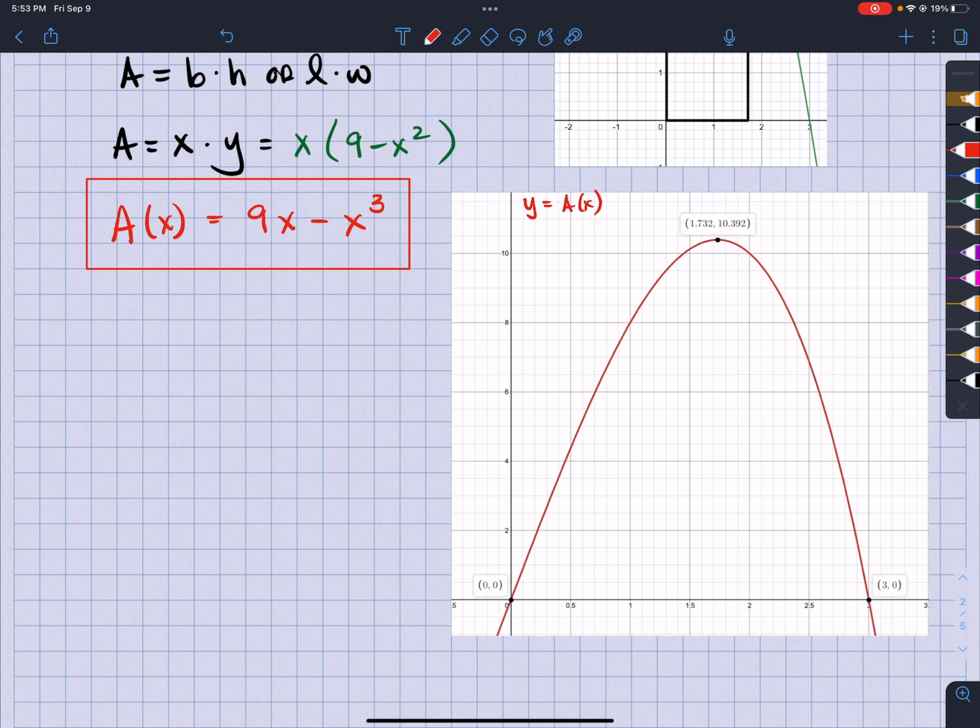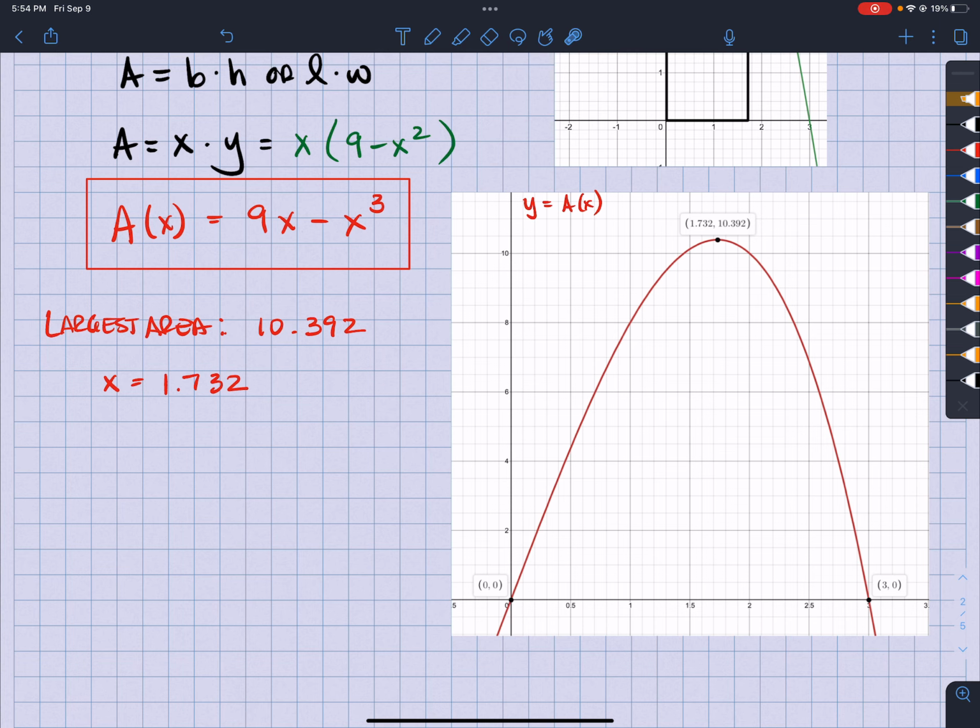So at the highest point, it would be my highest area, my largest area, which you can see that the largest area I'm going to get is 10.392, right? Where is it? When x is equal to 1.732. Okay, that is when I'm going to get the largest area.